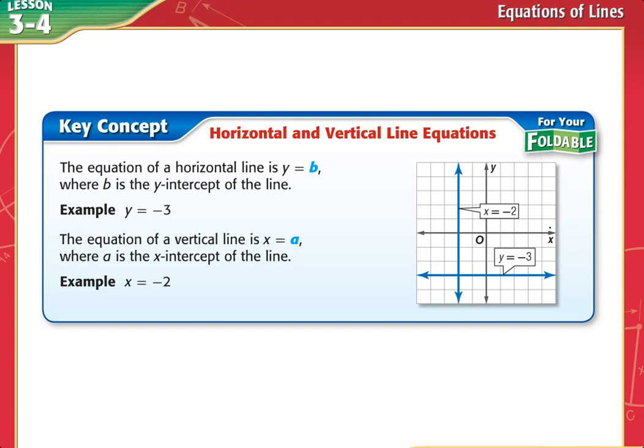Horizontal and vertical line equations, key concept. All right, so the horizontal line is always in the form y equals b. Example, y equals negative 3. And we also have an example of a vertical line, x equals a. Okay, so we have our vertical line here, and we have our horizontal line there. Notice that in the vertical line, remember the vertical line will be a slope that's undefined. So we're not going to say y equals mx plus b. And in this case, there is no m because a slope of a horizontal line is 0.